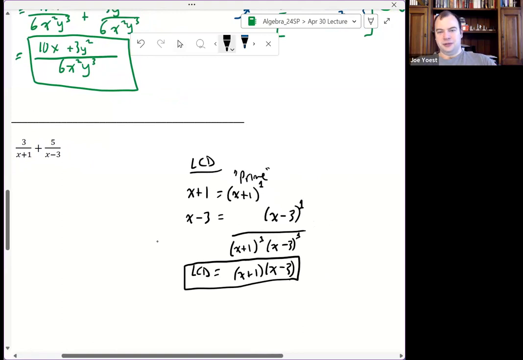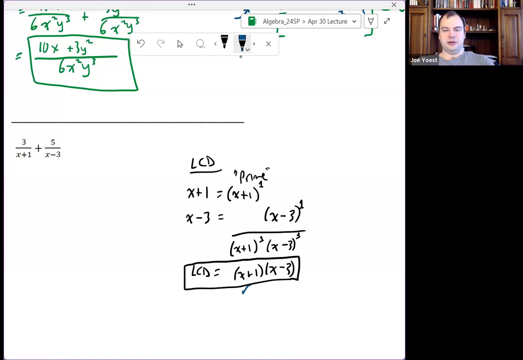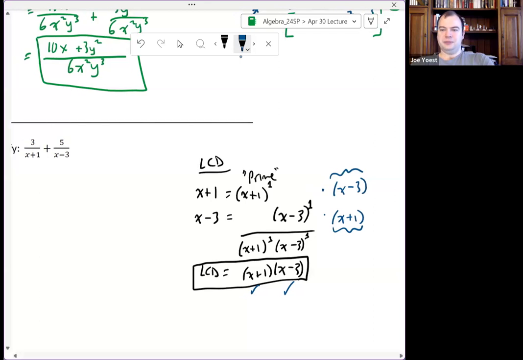Now, my first fraction that has x plus 1 in the denominator has this first factor of the LCD, and that's taken care of, but it doesn't have an x minus 3. It needs to supplement by multiplying on an x minus 3 to get to the LCD. My second fraction has an x minus 3 in the denominator. It has this one already, but it doesn't have an x plus 1. It needs to supplement with a factor of x plus 1 in order to get to the LCD.